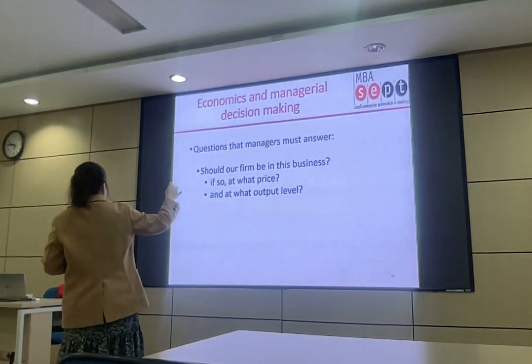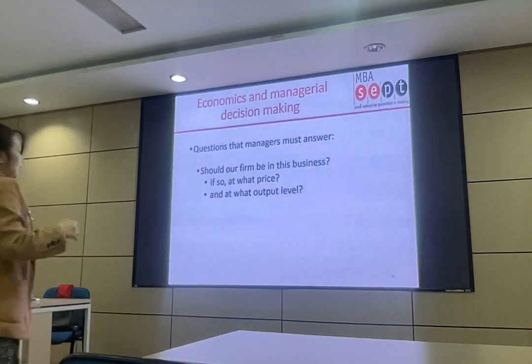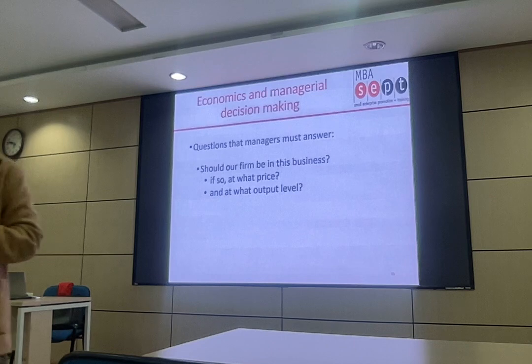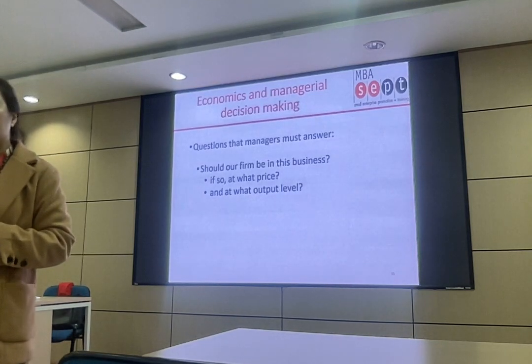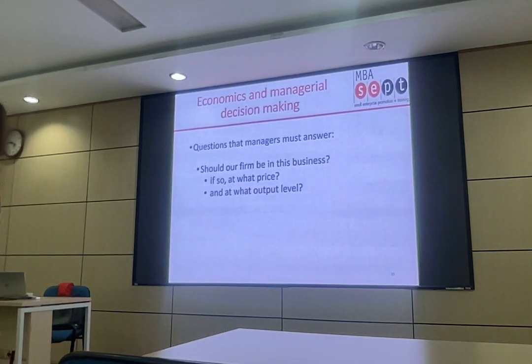Should our firm be in this business? If so, at what price? And at what output level? That's related to the firm's decision on output and price. So you see that any firm, I remind you once again, uses inputs to transform them and then gets the output. The output will be at what level and at what price.